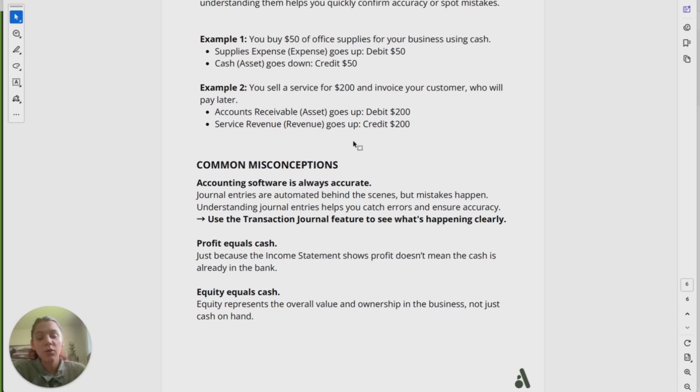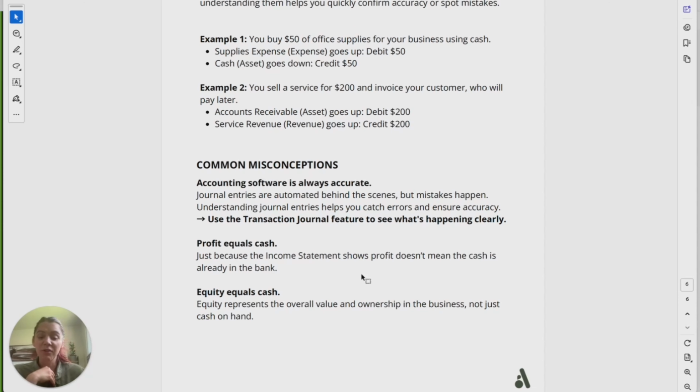So some final common misconceptions about financial statements. One, that the accounting software makes sure that it's always accurate. While it makes sure that your books always balance, it's not necessarily accurate. As we've seen, there's a bunch of things that can go wrong or have to be fixed. But using that transaction journal feature has saved me so many hours, because sometimes you'll look at your statements and try to figure out why an account has a balance, what happened, and what underlying journal entry made that balance change. So that feature saves so much time.